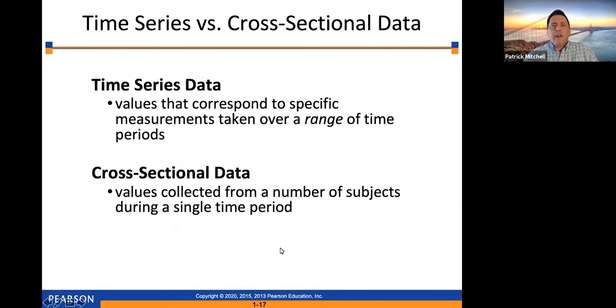All right, another way of distinguishing data, you have time series versus cross-sectional data, and I have a good example for that coming up. Time series data are values that correspond to specific measurements taken over a range of time periods, versus cross-sectional data, which is values collected from a number of subjects during a single time period.